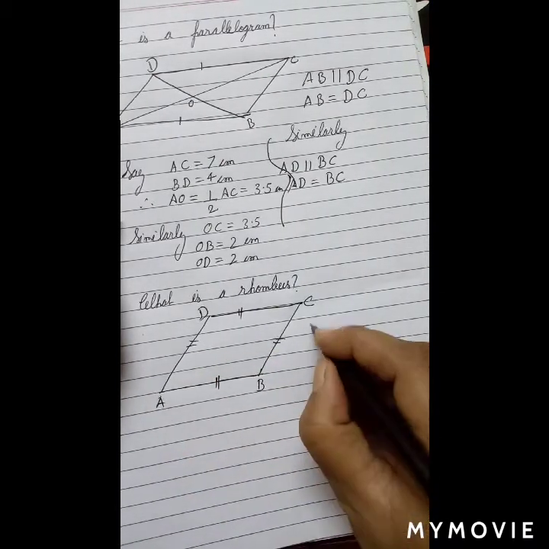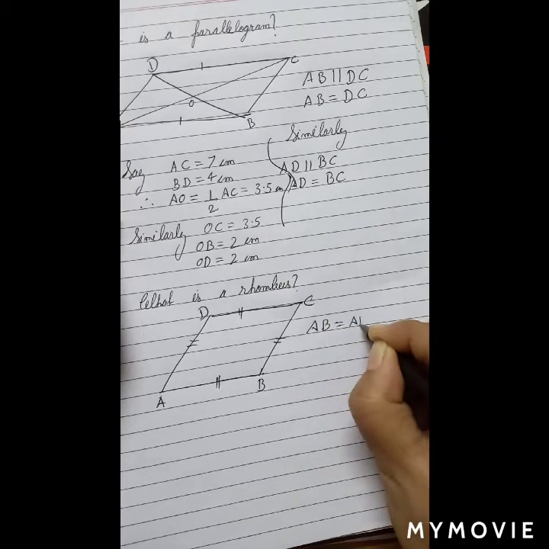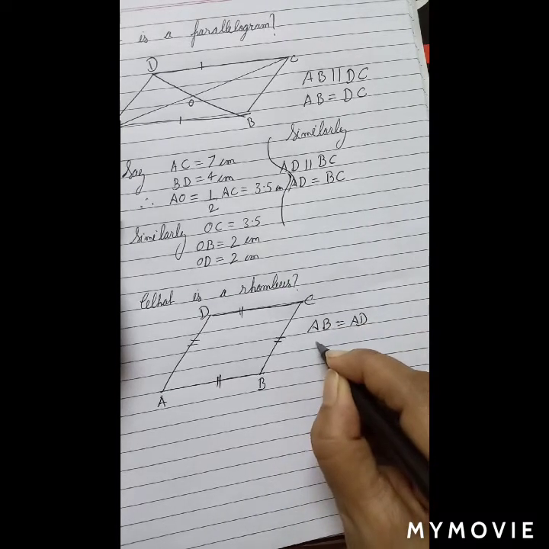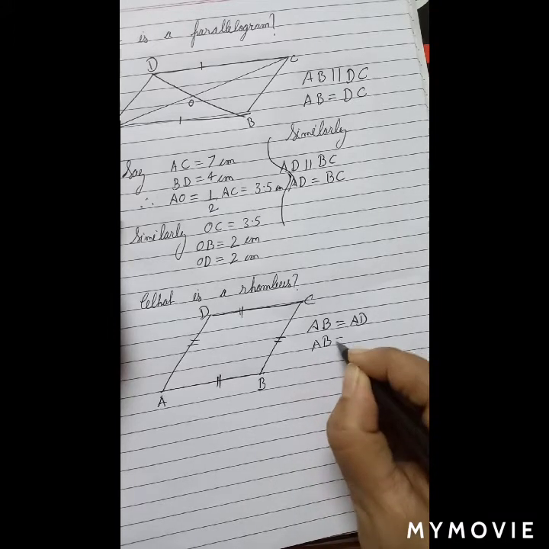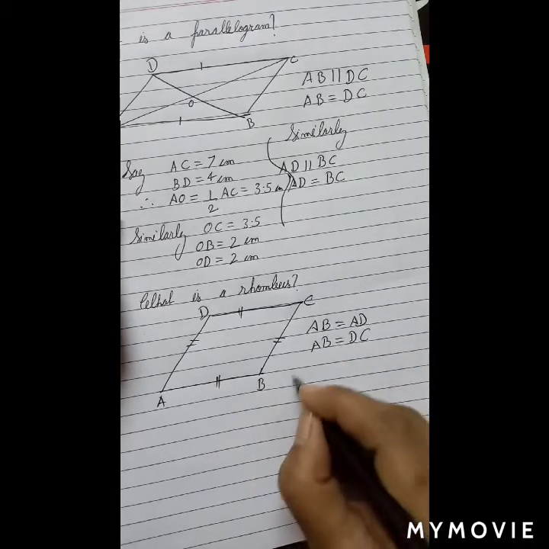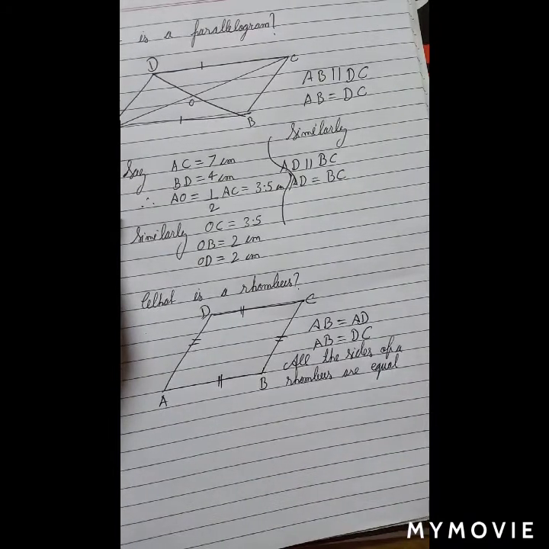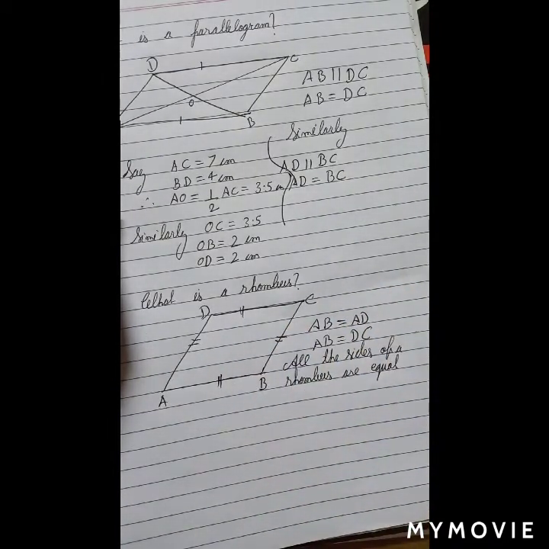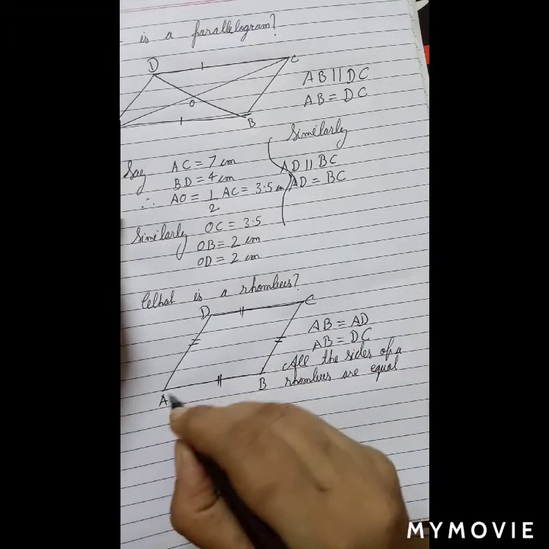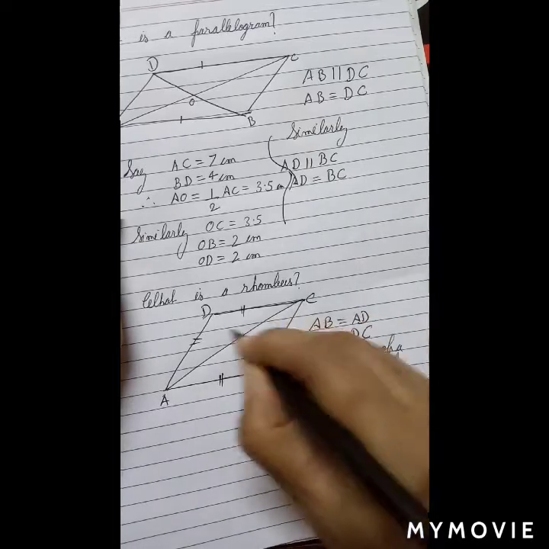So, in case of rhombus, AB is equal to AD and AB is equal to DC as well, which clearly indicates that all the sides of a rhombus are equal. Other than that, rhombuses have a unique property.